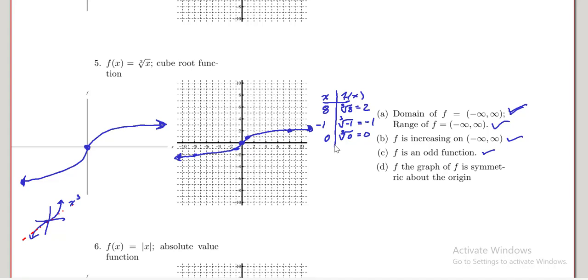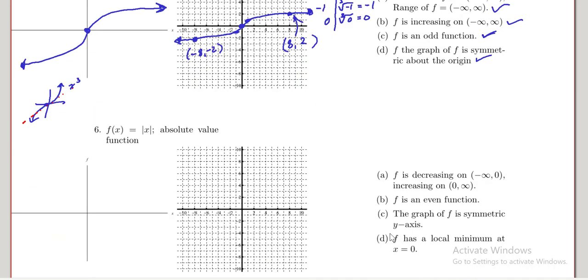We saw that, for example, here's the ordered pair -8, -2. Well, here is the ordered pair 8, 2. And so what do we say? We say that opposite domain values give opposite range values. That's what it means to be an odd function. And also it means that we have that symmetry about the origin.